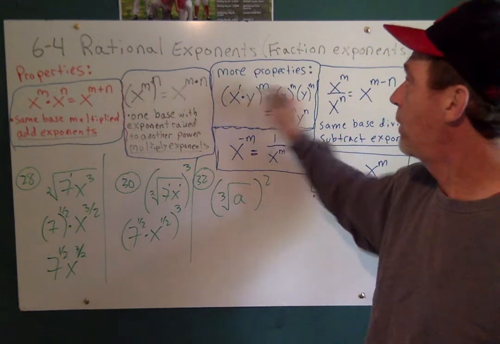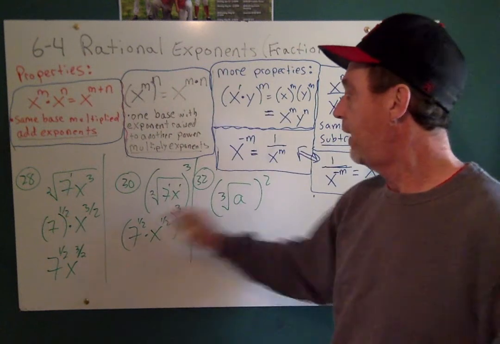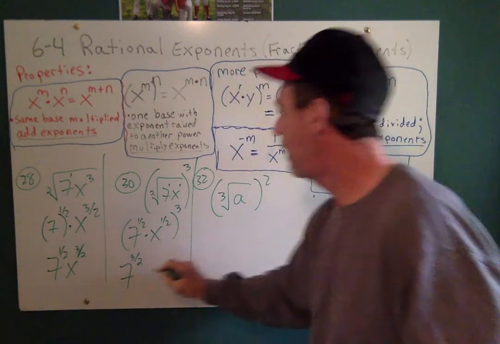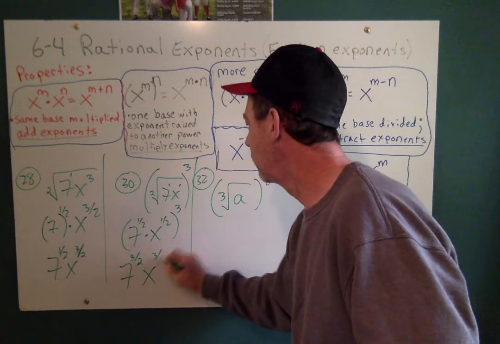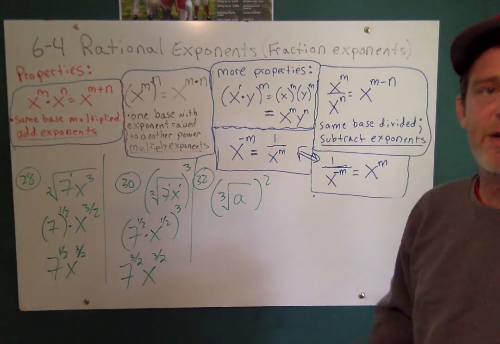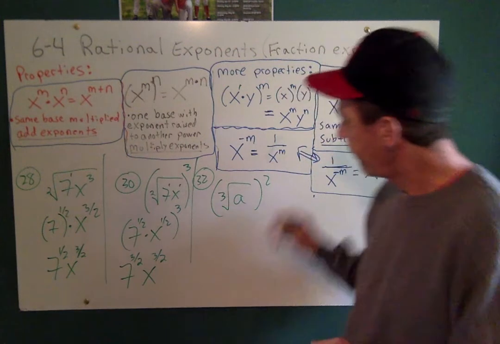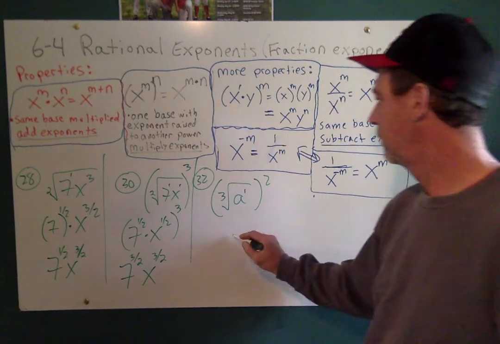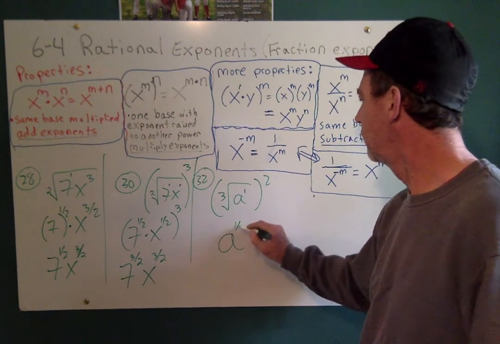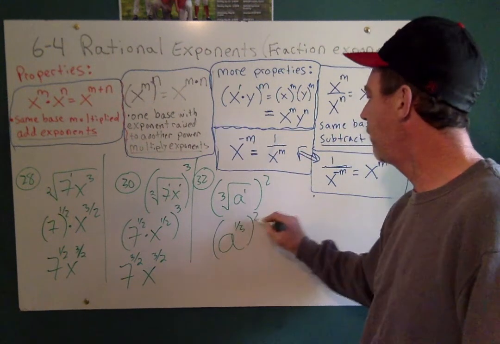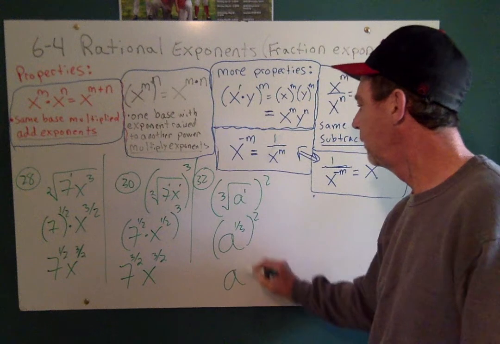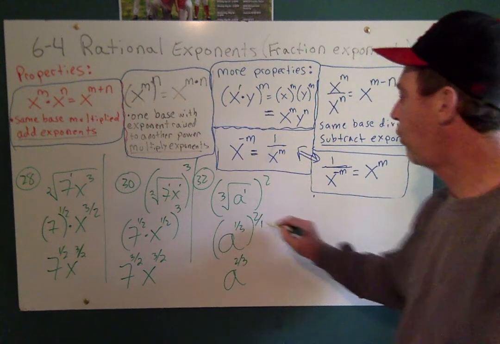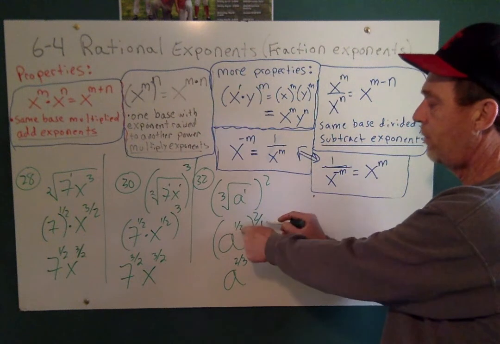You multiply 1 times n times n. 1/2 times 3. 1/2 times 3. And that's in exponent form. A, 1/3. And then raise it to the second power. 2 times 1/3. When you multiply across the top and across the bottom. 1 times 2 and 3 times 1.